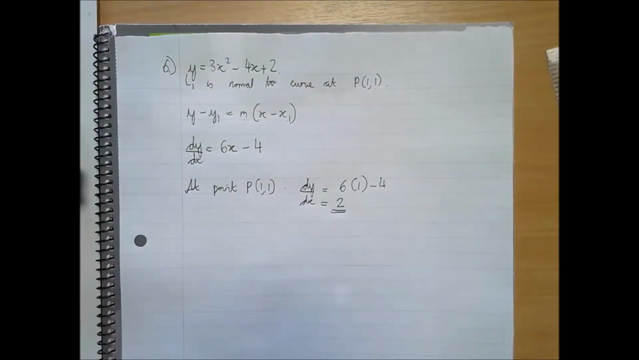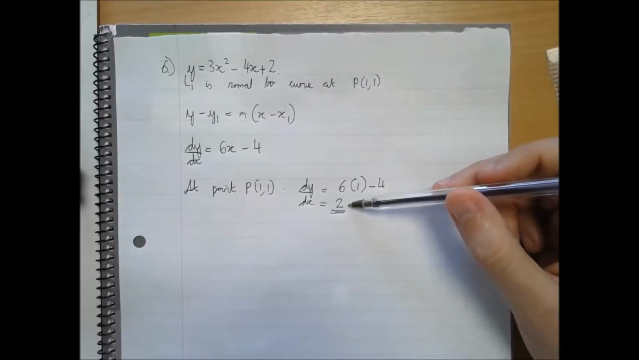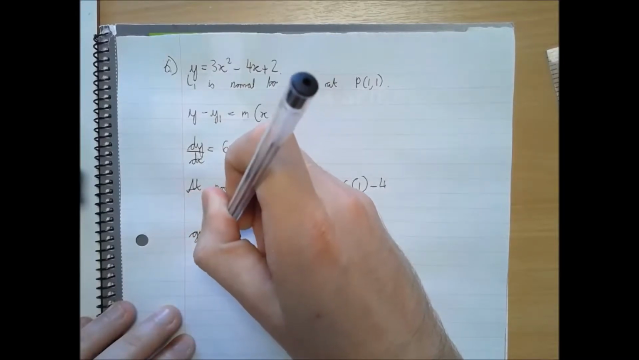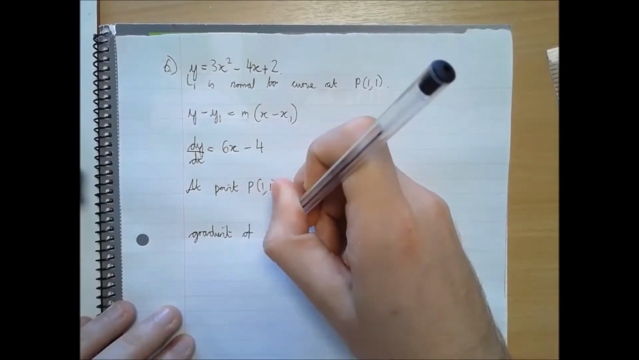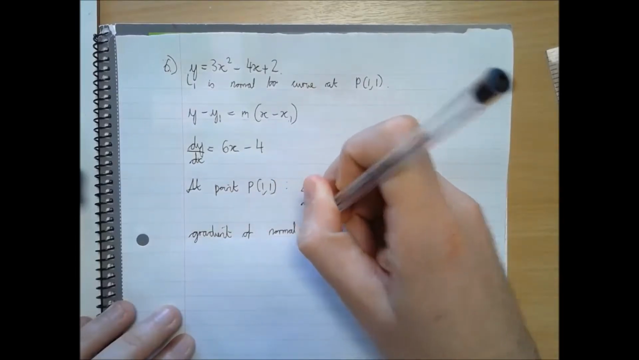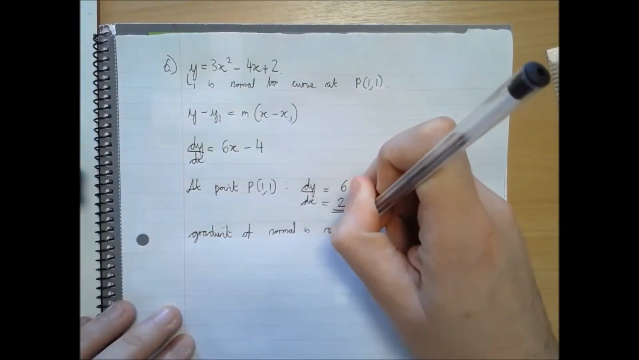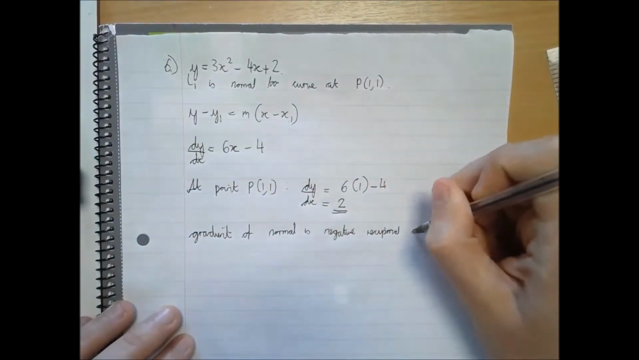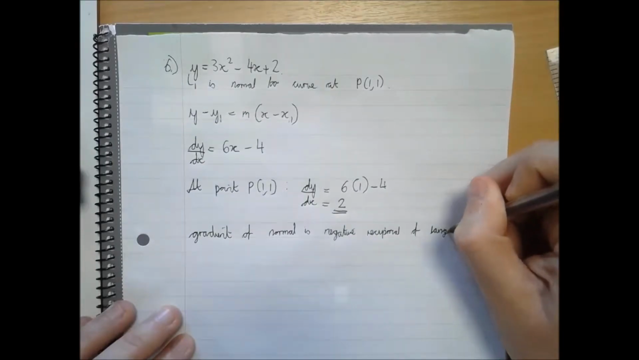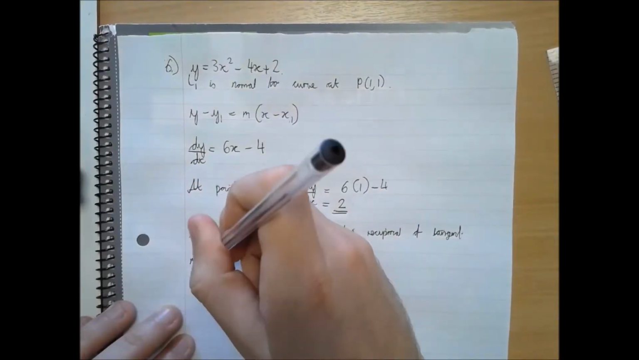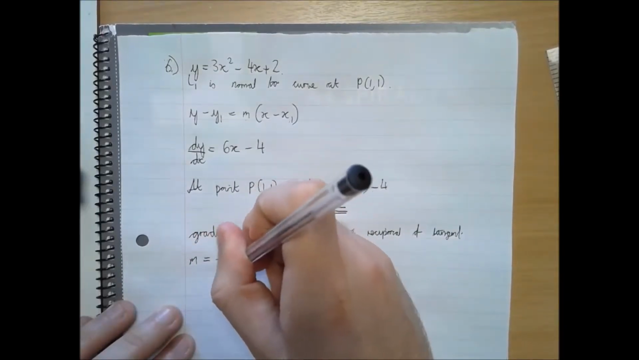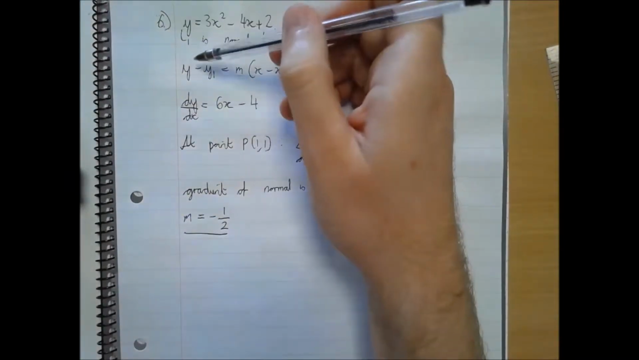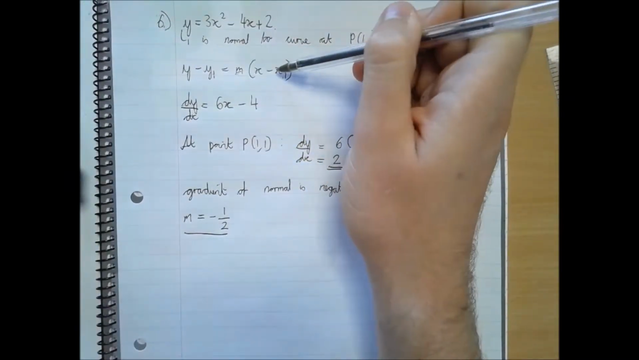Now the thing is, this is effectively the gradient of the tangent at the curve. So in order to get the gradient of the normal, it's a negative reciprocal of the tangent. So in this case m will equal minus a half. So this is good because now we've got y1, we've got x1, and we've got m.